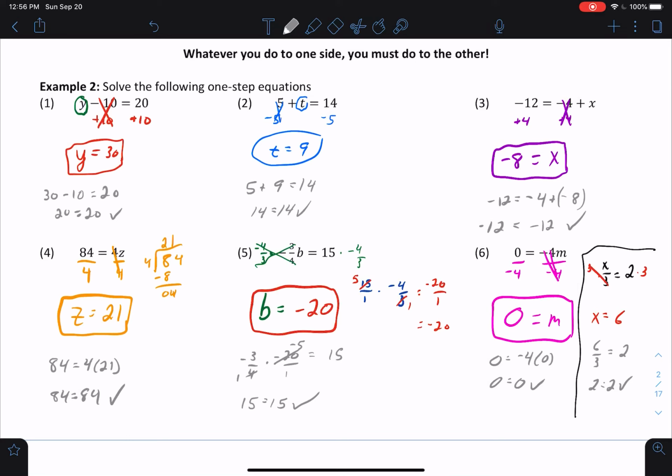All right, so these are one-step equations. All we have to do is one step to get our variable by itself. In the next video, we'll up the ante a little bit. We will start doing two-step equations. So how are those going to differ from what we did here? Okay, let me know if you have any questions.